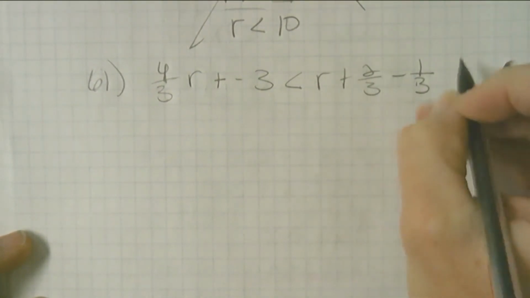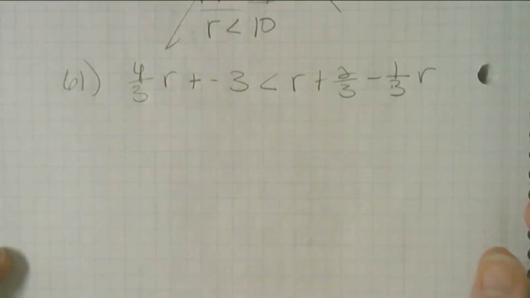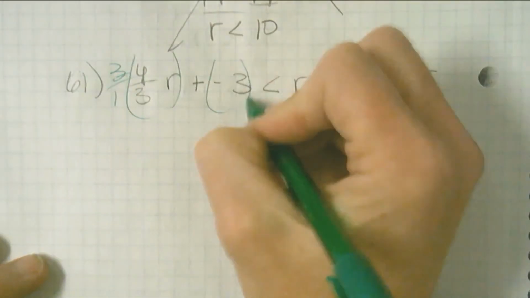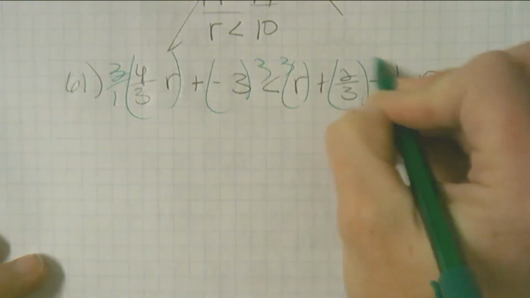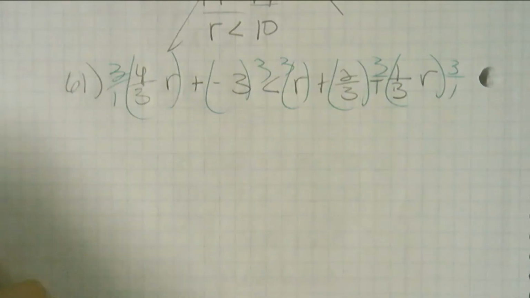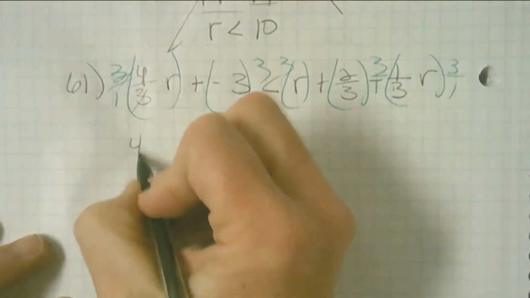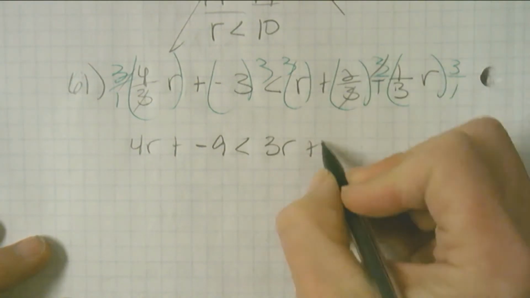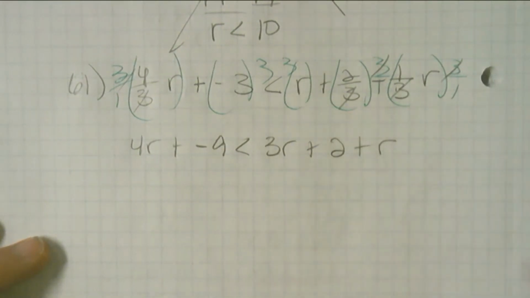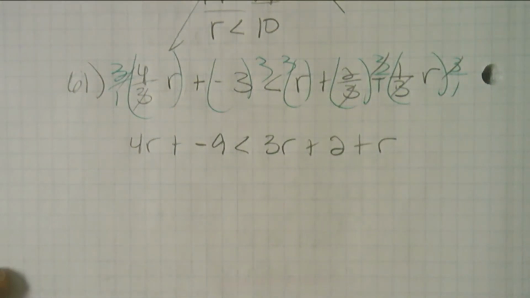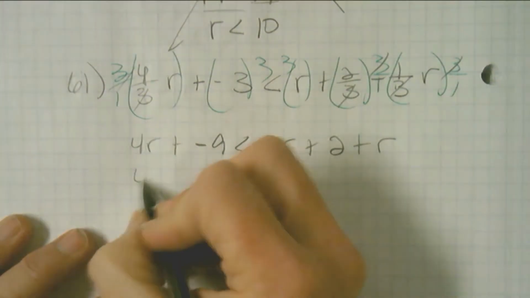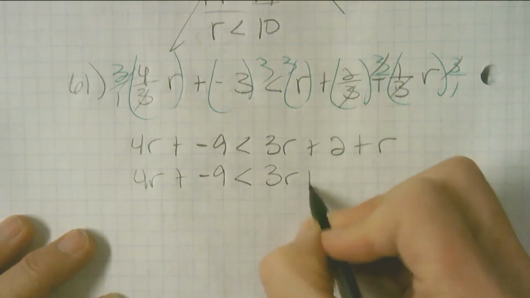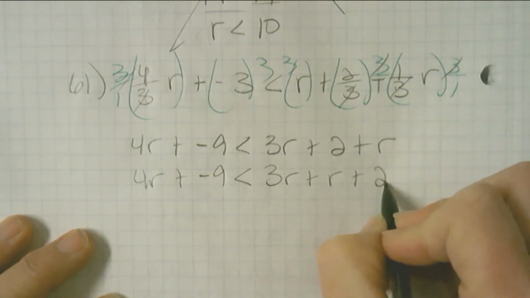So I think this is 1/3 r, isn't it? Well, that makes a big difference. So let me go back through this again. I'm going to multiply everything by 3/1. You guys, don't be shy about correcting me if I'm doing something wrong, please. So I have 4r plus negative 9 is less than 3r plus 2 plus r. That makes more sense. Alright, so now I have 4r plus negative 9 is less than 3r plus r plus 2.